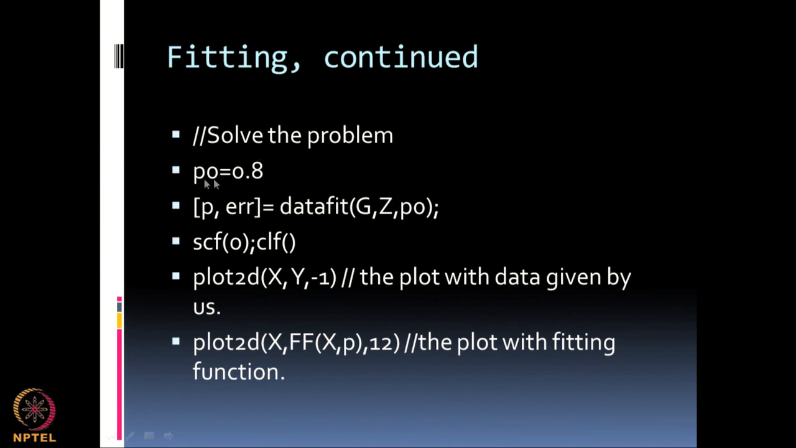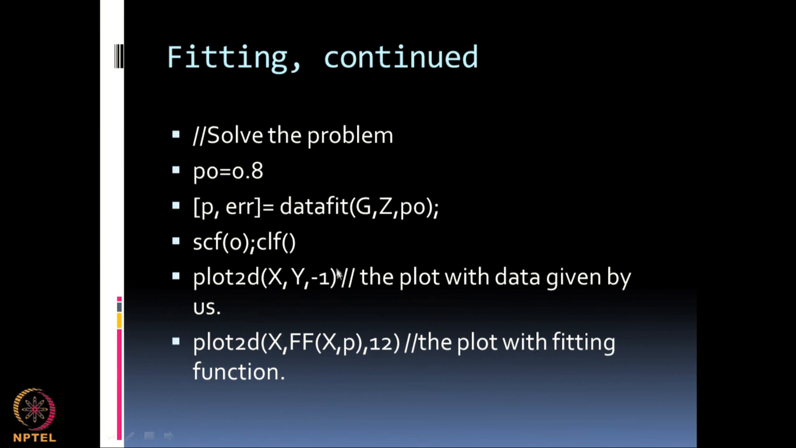I need to give a value of P0 and P1. So, P had two values, P0 is 0.8, okay, and [P, ERR] in square bracket is equal to datafit(G, Z, P0). So, this is a function, this is the next function, then scf(0) will clear the screen, then plot2d(x, y, -1). So, this is plotting the data. Okay. Now, next, plot2d(x, y, -1) plots you the data, and plot2d(x, ff(x, p), 12) plots the fitting function.